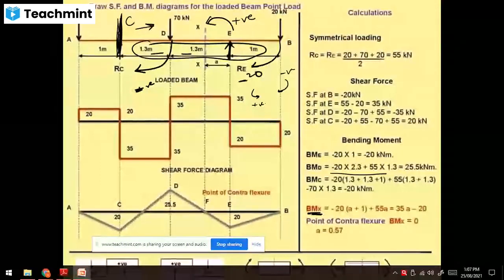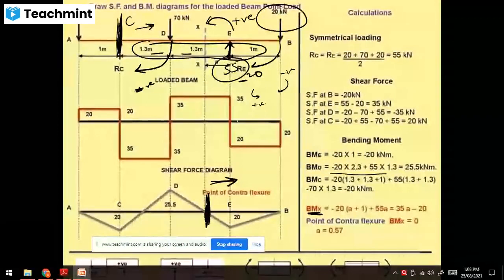Now the bending moment at point X. About this, we will consider the right part of the point F. So there is RE, that is 55 kilonewton, and 20 kilonewton is also there.